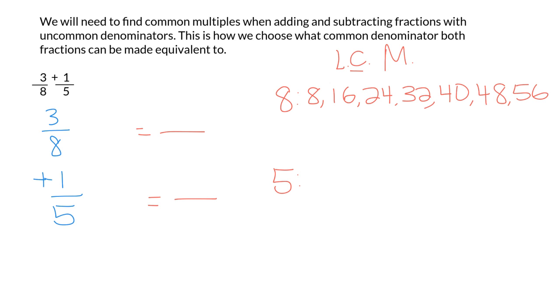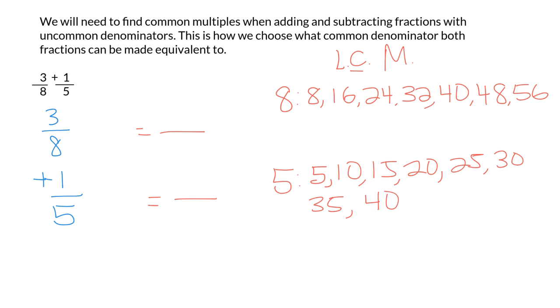Okay, now I'm going to do my multiples of 5. So 5 times 1 is 5, 10, and it's going to sound like I'm skip counting: 15, 20, 25, 30, 35 is 5 times 7, 40. And here's where I'm hoping the whole class would say, stop, because you found it already. Our least common multiple between 5 and 8 is 40.